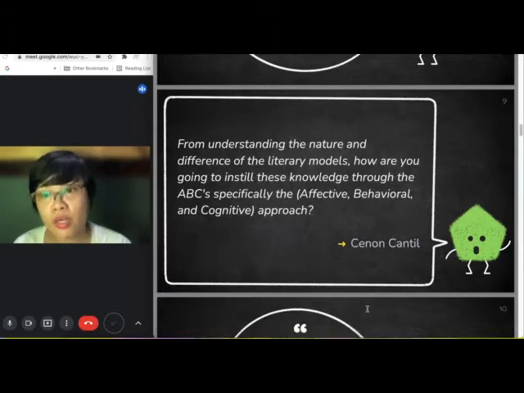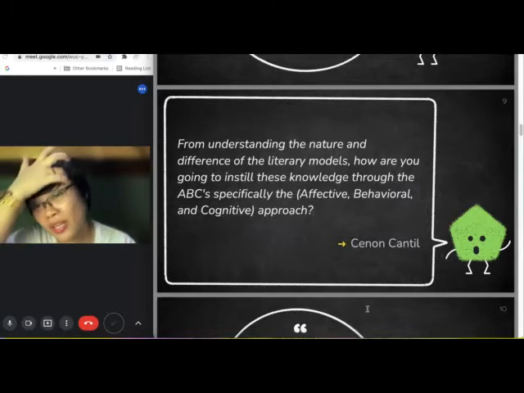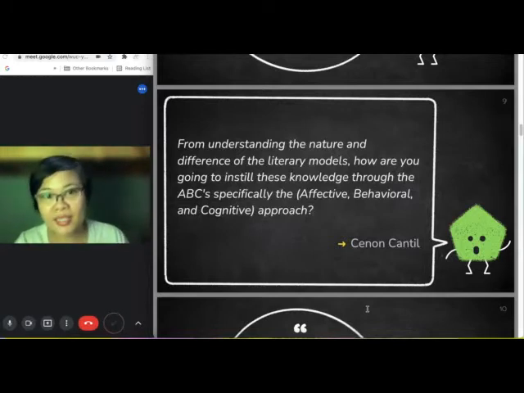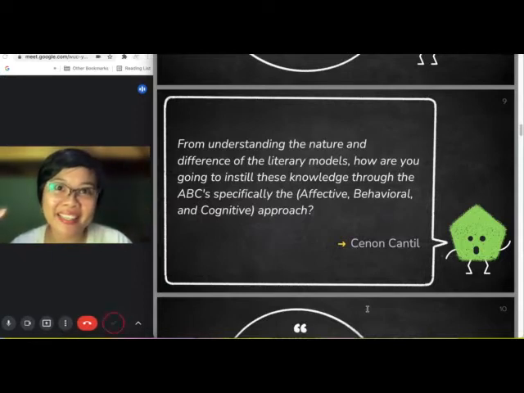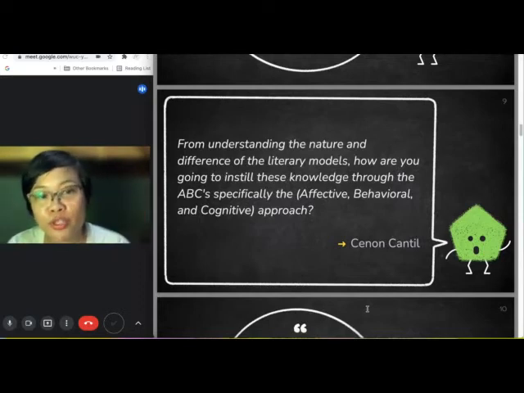Behavioral or psychomotor. There should be something that the student would be able to exhibit through actions. How are you going to instill this knowledge through, I think I'm on the right track, because the question is quite complicated the way it is structured. I'm thinking also of the teaching learning process. So going back to behavioral.